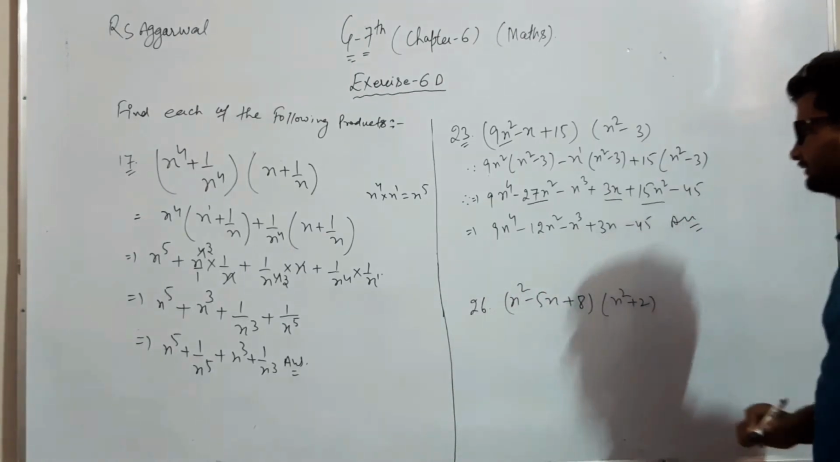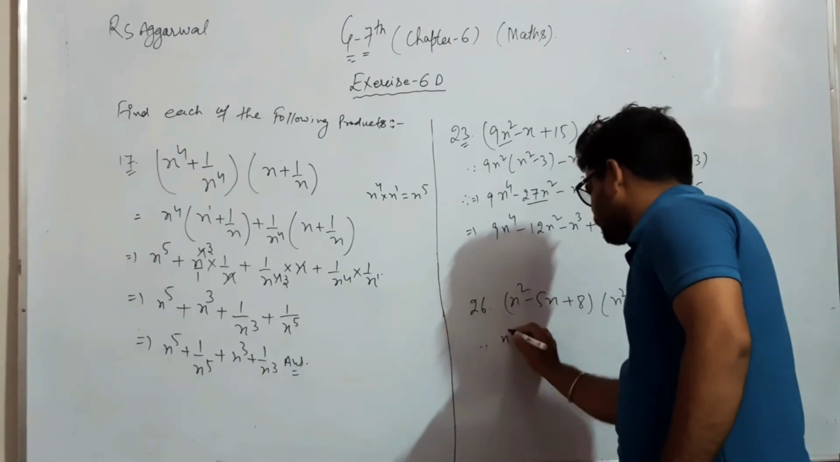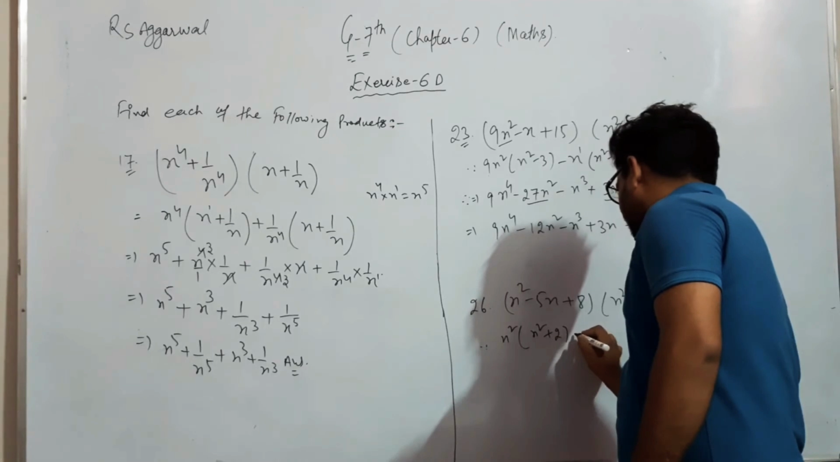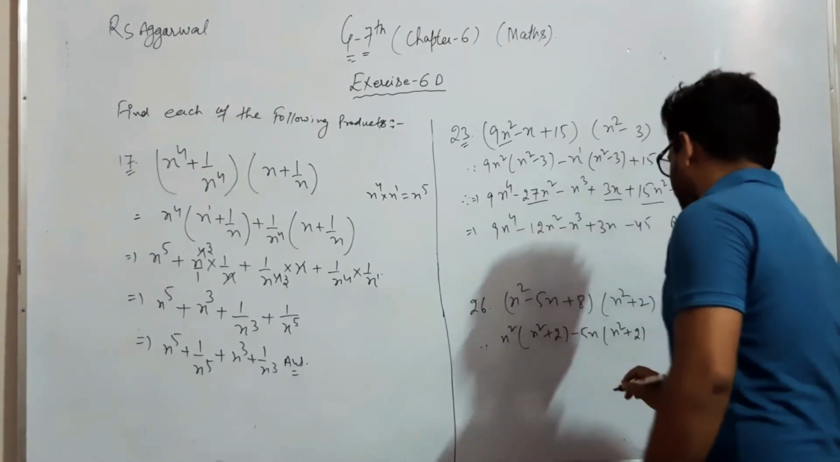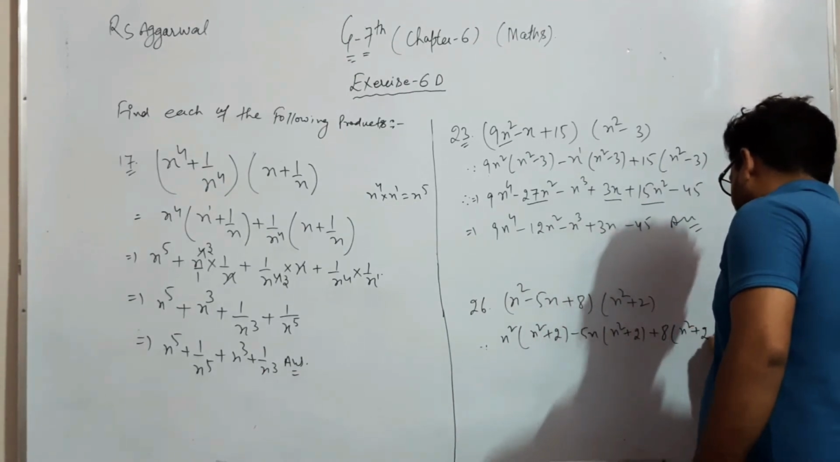This is question number 23. Next, the last question, 26. In this question, x raised to power 2 is multiplied with x^2 plus 2, then minus 5x multiplied with x^2 plus 2, then plus 8 multiplied with x^2 plus 2.